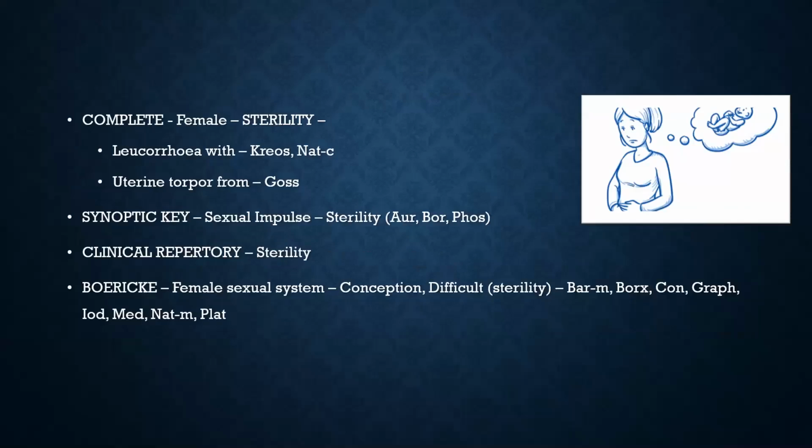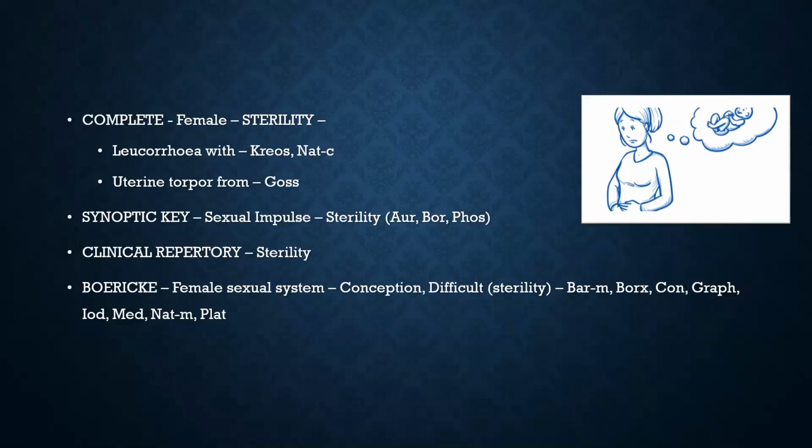Again, in the clinical repertory, we have Clark's repertory. The sterility rubric is there in the clinical repertory. In Boericke's repertory, we go to the chapter female sexual system. It is not exactly given as infertility, but conception difficult. And in the bracket, we find it as sterility. And the remedies are Veratrum album, Borax, Conium, Graphites, Iodum, Medorrhinum, Natrum muriaticum, and Platina, and so on.